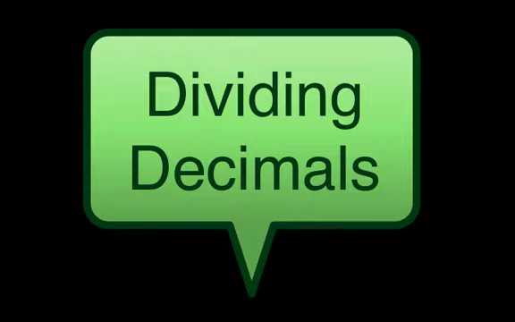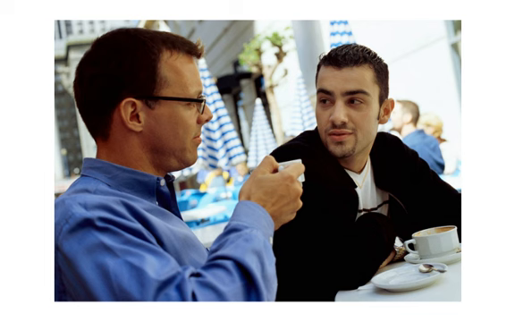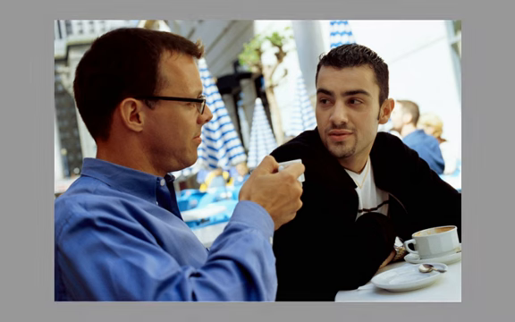Dividing decimals. Today's joke is: Dave told Bob a joke about decimals, but he didn't get the point.